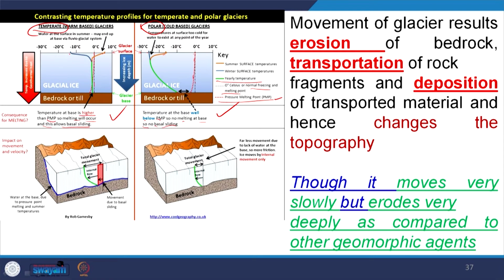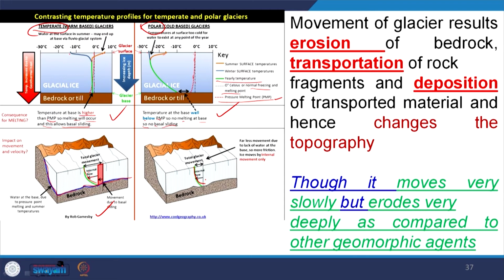Similarly, as there is basal sliding, it melts. So, there is a water layer at the base. Once the water layer remains at the base, basal sliding becomes easier. So, the rate of movement will be more here. If you see the rate of movement, it is more as compared to polar glaciers. So, polar glacier moves at a slower rate as compared to temperate glacier.